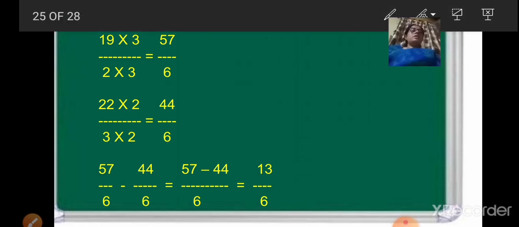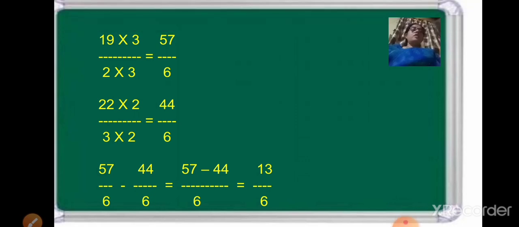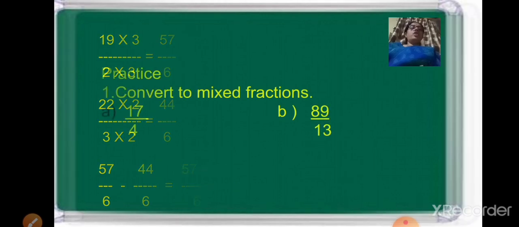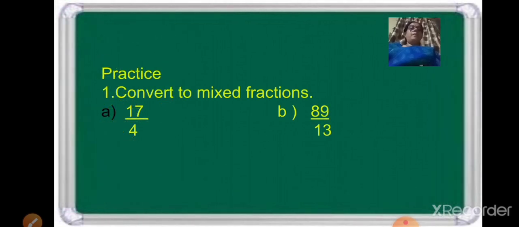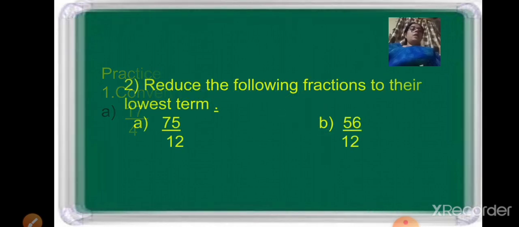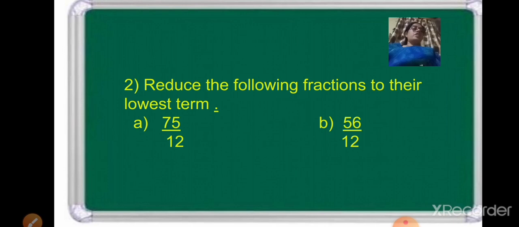So based on this, you have to practice some sums, children, which you have to do in your homework part. So practice convert to mixed fractions. Here improper fractions are given. You have to convert this improper fraction to mixed fractions. Okay, and the second one is you have to reduce the following fractions to the lowest term. Okay, so these 4 sums you have to practice and do in your homework part.